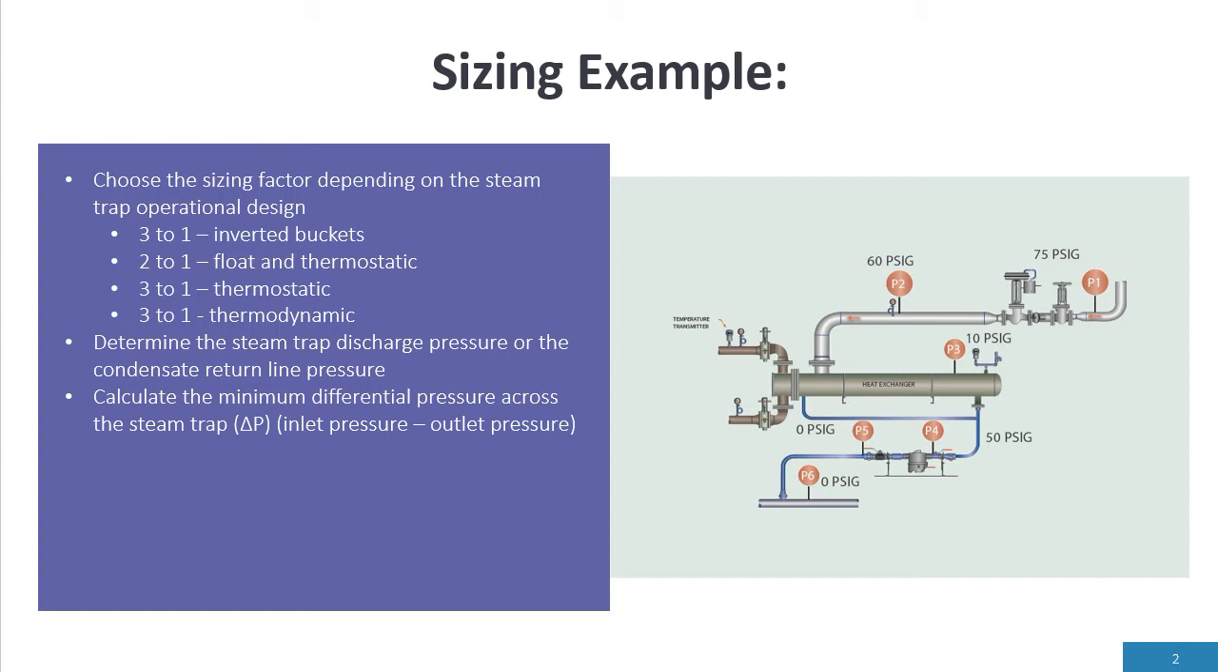chart. Float and thermostatics are a 2 to 1 sizing factor. Thermostatic is a 3 to 1 sizing factor, and thermodynamic is a 3 to 1 sizing factor. And we talked about in part one, determining the steam trap discharge pressure or condensate return line pressure. The thing with this is that we need to understand P4 and P3 in this system, so we get our differential pressure. And differential pressure is really critical when we're making the correct selection of the steam trap.